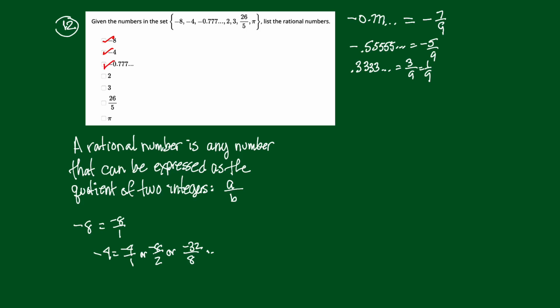Now 2, well, 2 we can write as 2 over 1. We could even write it as 100 over 50. Now, lots of ways to do that. So 2 is rational. 3 is rational. Now what about this 26 over 5? Well, it's a fraction already, right? 26 over 5 is already in terms of a fraction. So that's rational.